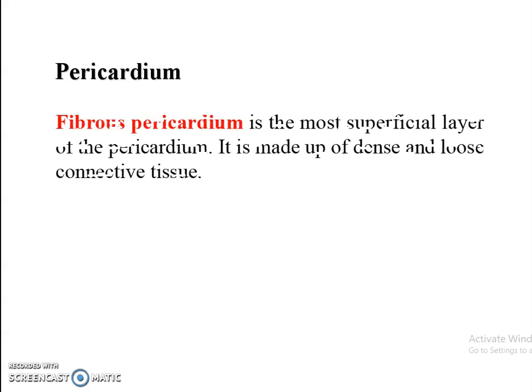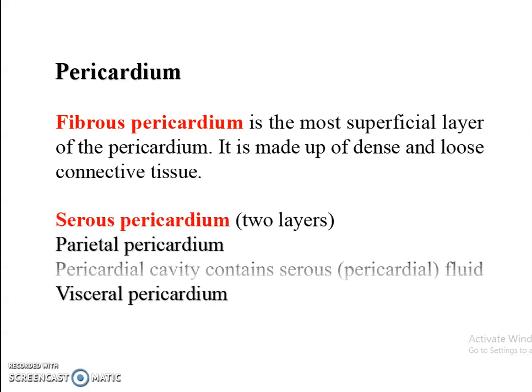See, the outermost layer, the pericardium, is again divided into 2 layers. The outer layer is called the fibrous pericardium, the most superficial layer of the pericardium, and the inner layer is the serous pericardium. The fibrous pericardium is made up of dense and loose connective tissue. This is the outermost layer of the wall of the heart.